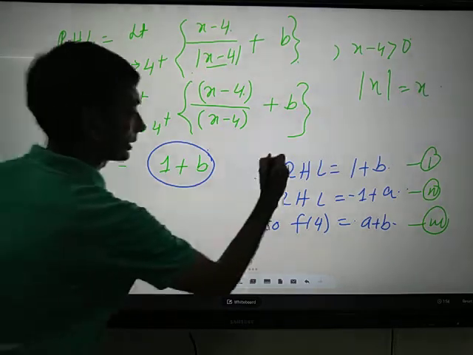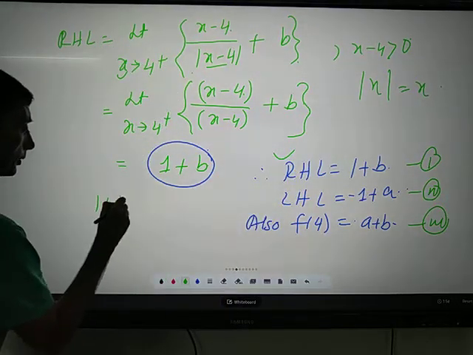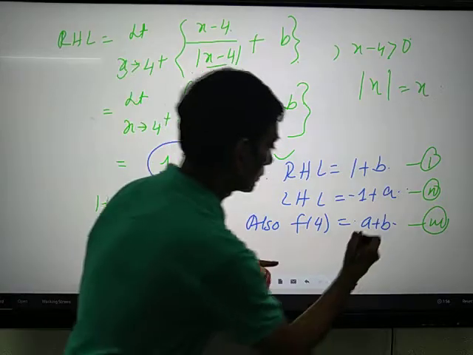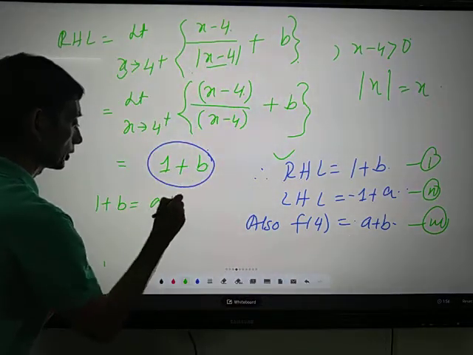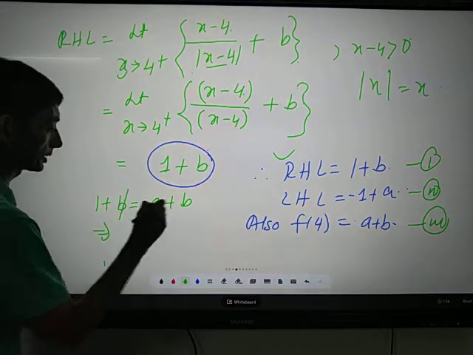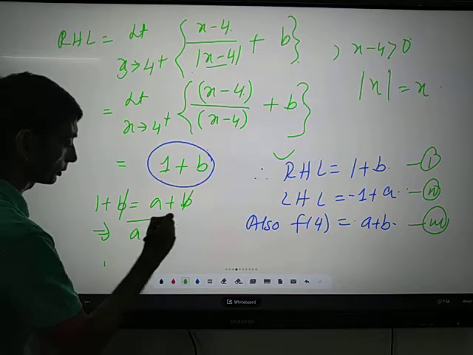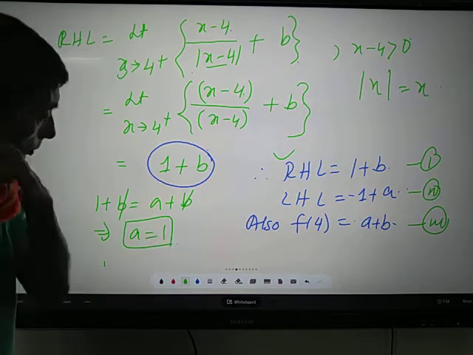Say, right hand limit. Right hand limit is 1 plus b. That right hand limit is equal to the functional value, a plus b. So therefore b is cancelled out, and a is equal to 1. Done? a equal to 1.